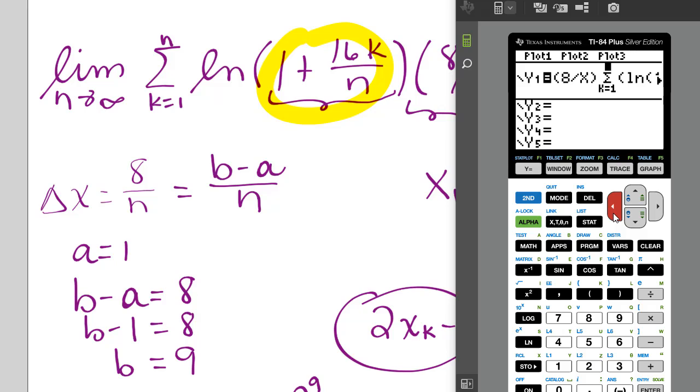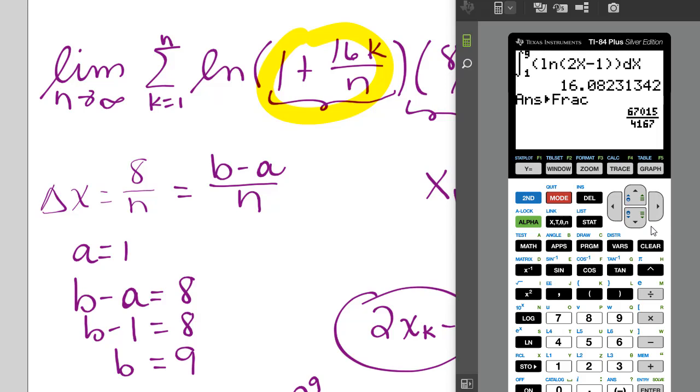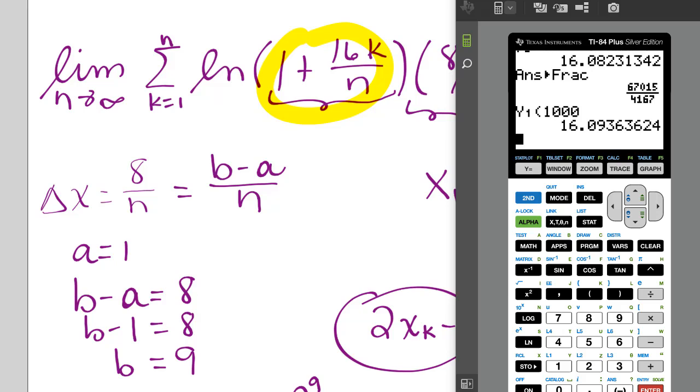We've already multiplied by 8 over x. Let's see what that'll give us. If we do alpha trace to get our y1, and let's just go ahead and push this up to 1,000, we get 16.09. We can see that as the number of rectangles approaches infinity, the value of the Riemann sum is approaching the same thing that we found when we used integration.